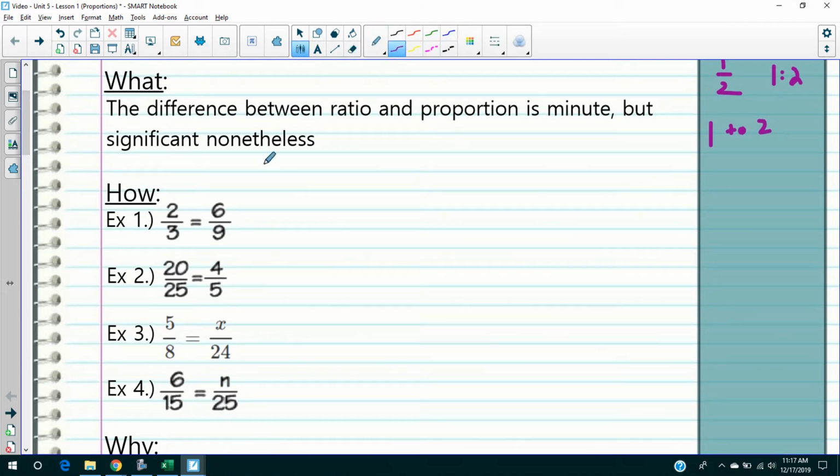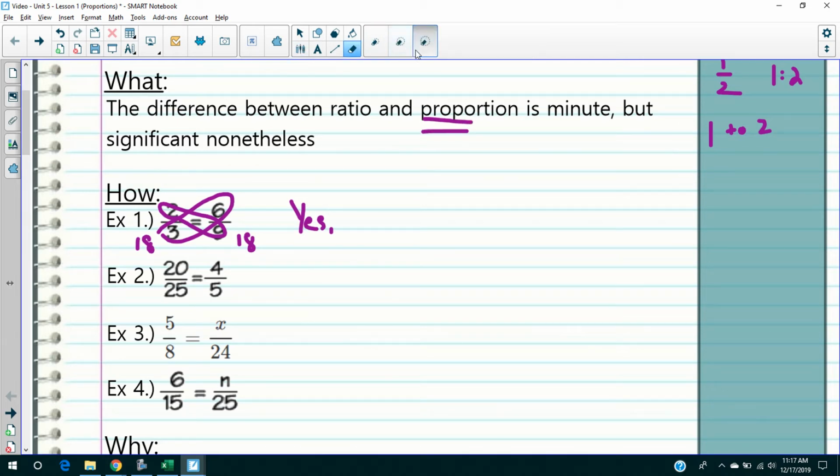Having said that, let's try the first example. Are these two ratios in proportion? In other words, is 2 times 9 the same thing as 3 times 6? You probably can't see this. What's 2 times 9? 18. What's 3 times 6? 18. Now, this is how you would write it. You would say, yes, the ratios are in proportion. I'm gonna shorten this. Yes, the ratios are in proportion. Okay, let's try another one. Number 2. What about these two?